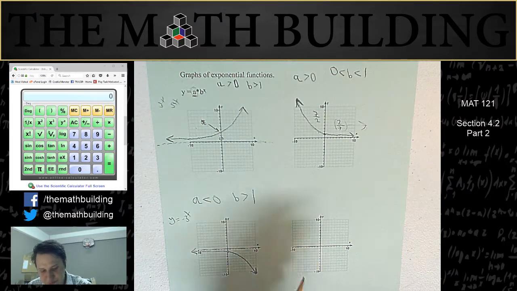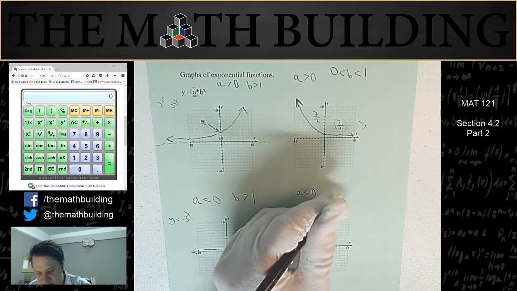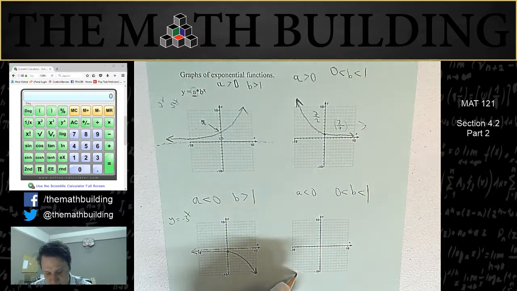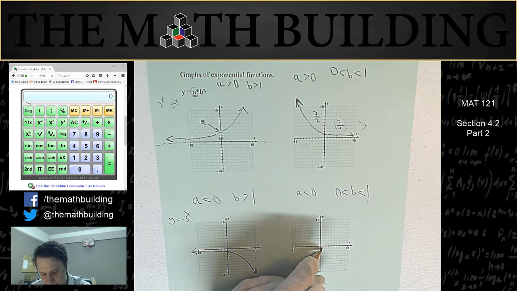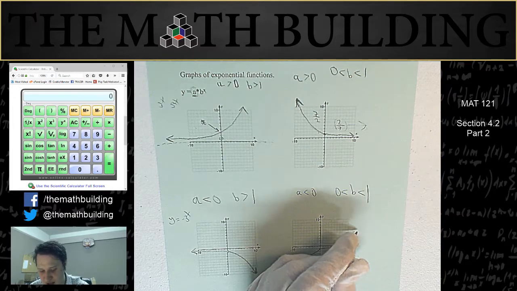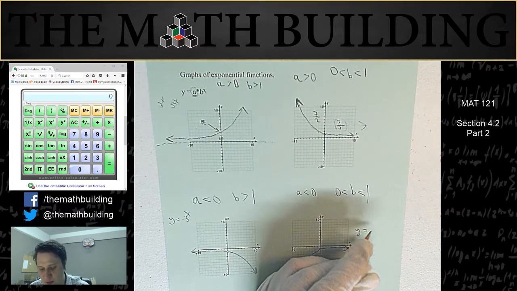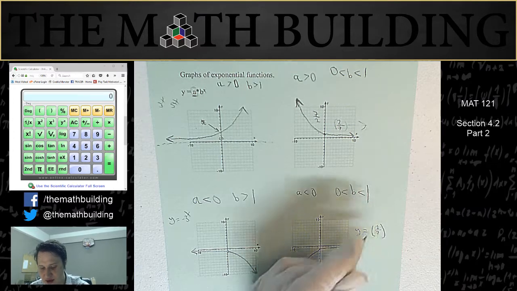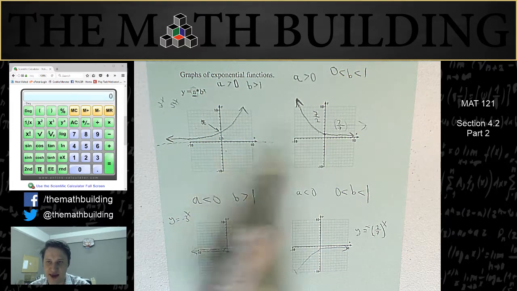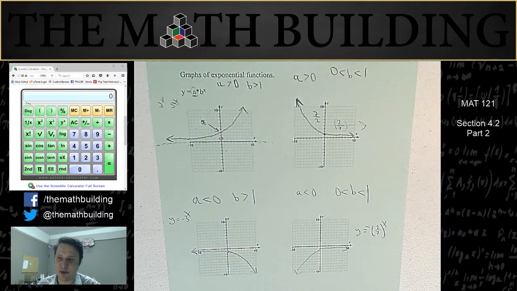So finally, what if a is negative and b is a fraction? Basically, it just flips this thing upside down. So it would look like this. Easy enough. So notice that if a is negative, it basically flips these upside down. For example, these are just sketches, but y equals negative 2 over 7 to the x, for example, would be what this looks like. So most of the time, these are the two we're going to look at, but these are the four types of graphs that are possible.